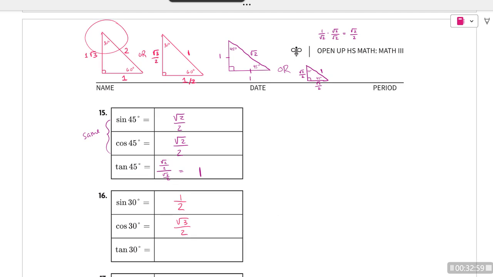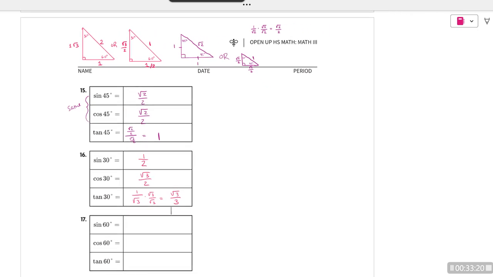That way we're not dealing with fractions and fractions. So tan is opposite 1 over square root 3, but remember we don't want to leave radicals in the bottom, so let's rationalize by multiplying by square root 3 over square root 3, which gives us square root 3 over 3. So that's our tan of 30.